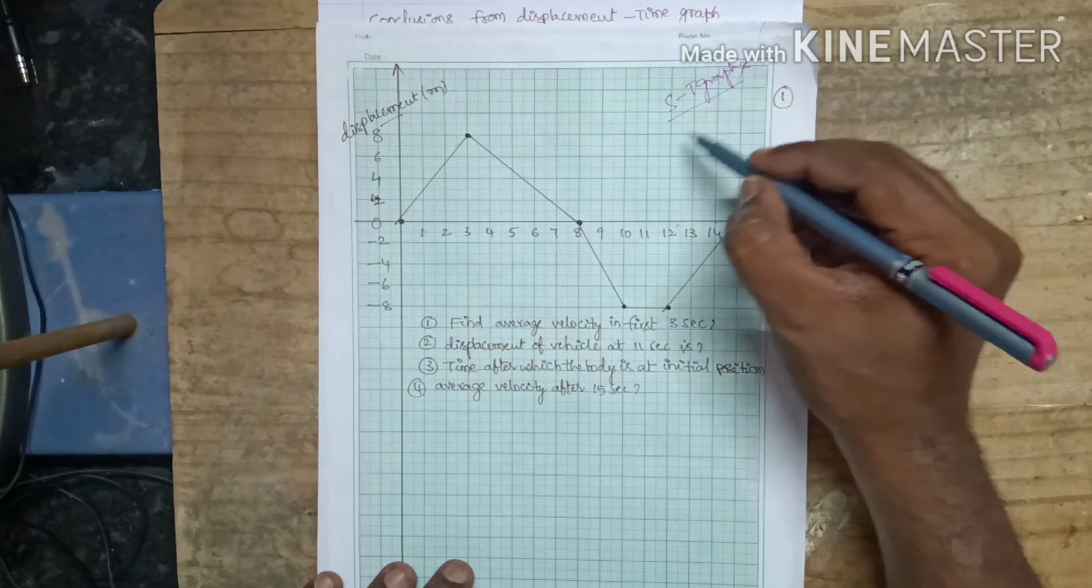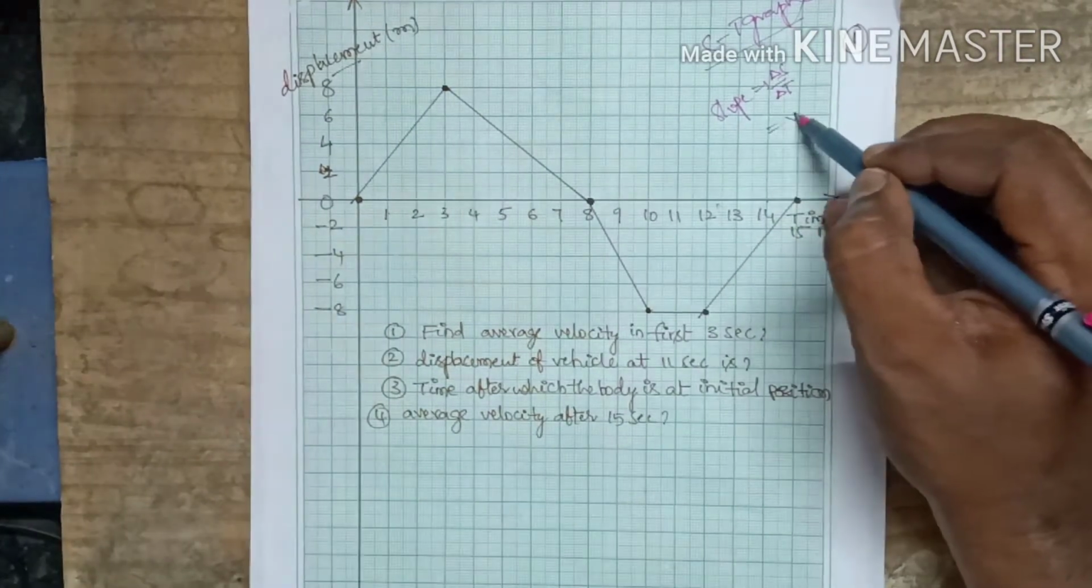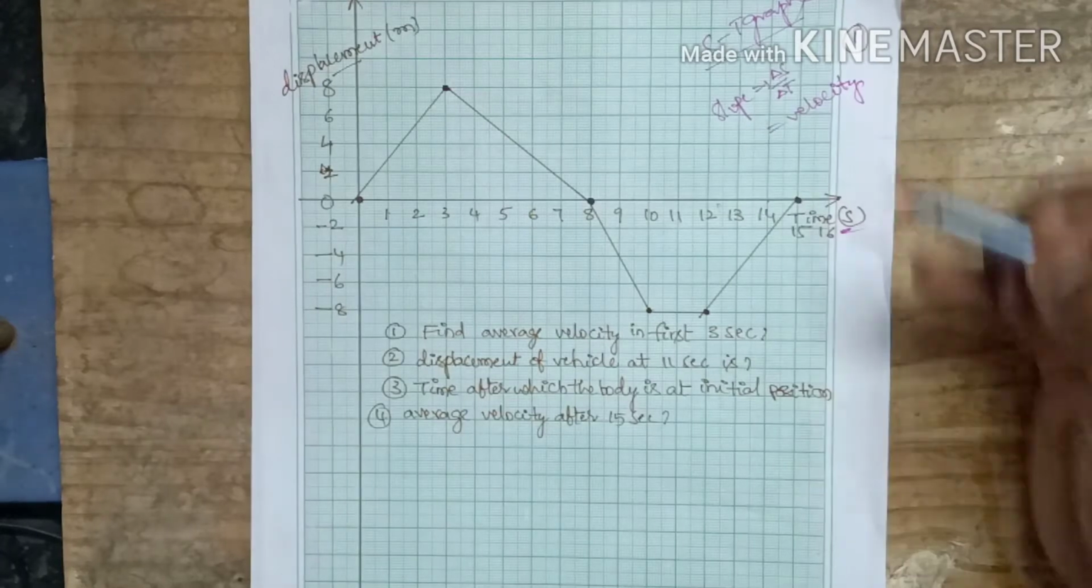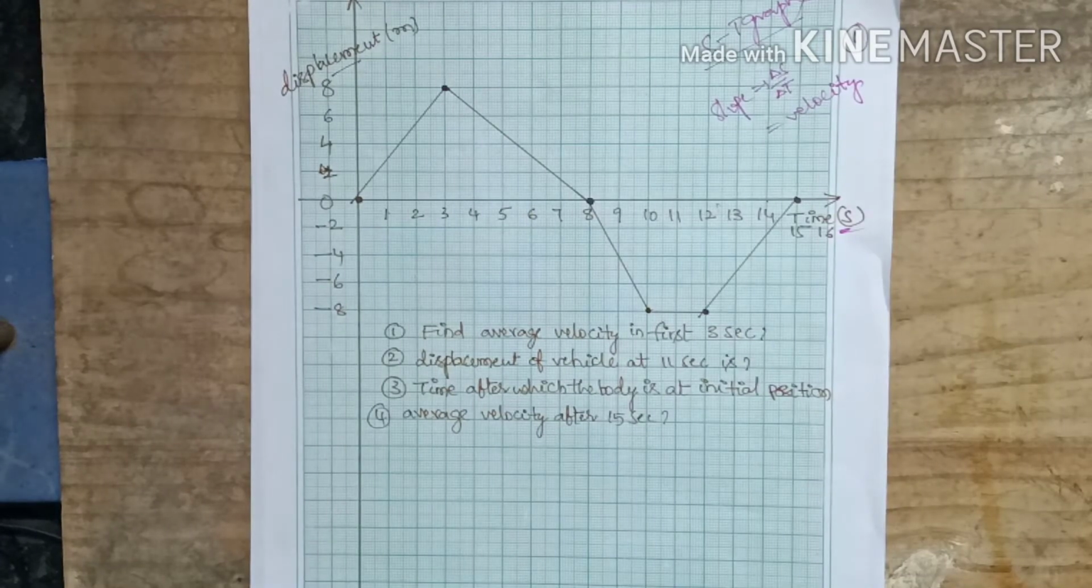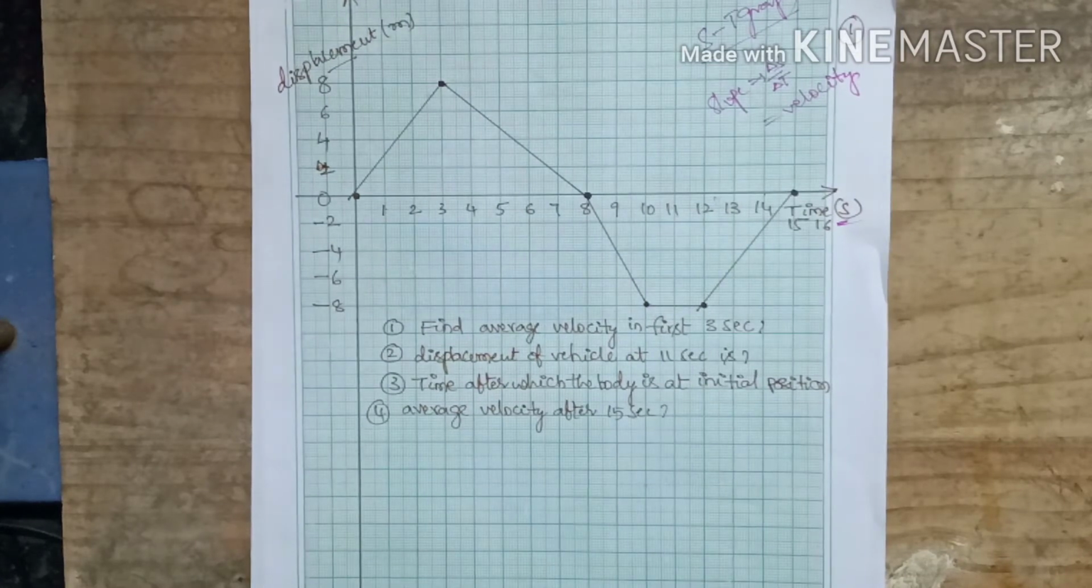The slope of a displacement time graph, that is delta S by delta T, is nothing but the velocity in the given interval of time. Various examples we already discussed. In those examples, they provided the information in the form of a table, and then we drew the graphs. In this one, they provided the information in the form of a graph. Then how do we get the information from the graph?